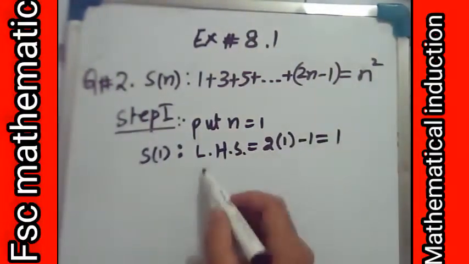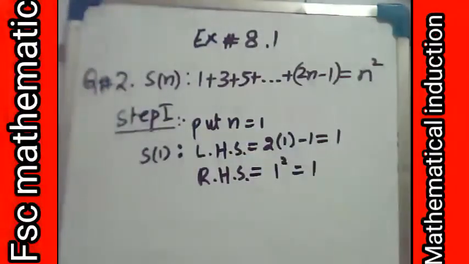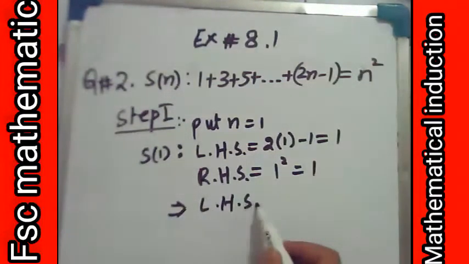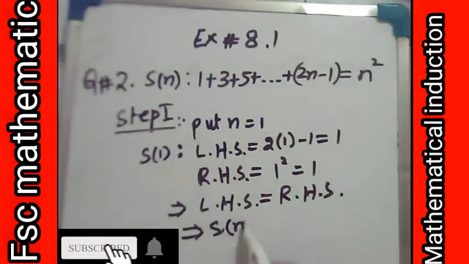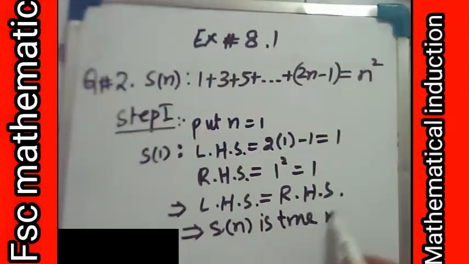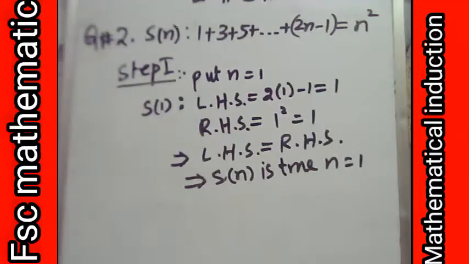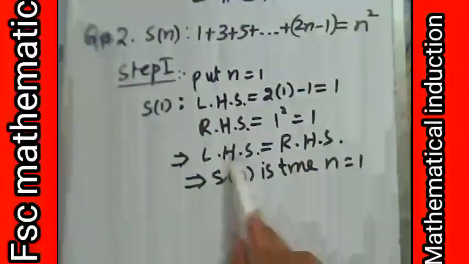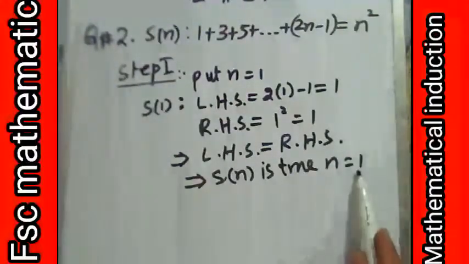Now the right hand side evaluated on 1 gives 1. So left hand side equals 1, right hand side equals 1. We can conclude that left hand side equals right hand side, which implies the statement S of n is true for n equal to 1. Step 1 is completed. Step 1 is the first condition of the mathematical induction principle. Whenever a statement is verified for n equal to 1, it must be true. So we find left hand side and right hand side both are equal. It means the statement is true for n equal to 1.